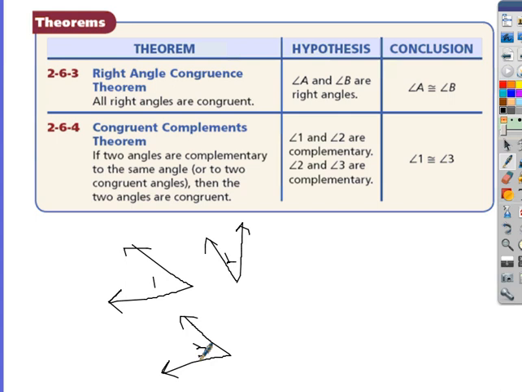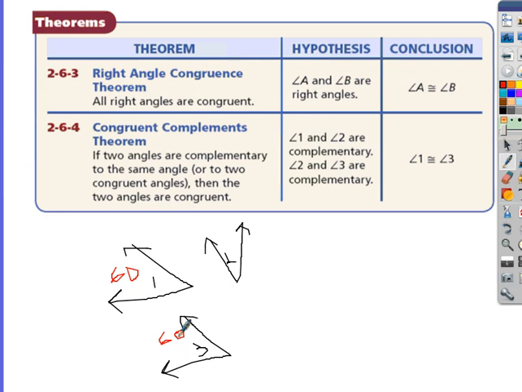Okay, let's put some numbers to it. If angle 1 equals 60 degrees, using this theorem, we really don't have to worry about angle 2. All we need to know is that angle 1 and angle 2 are complementary, which I'm telling you they are, and angle 2 and angle 3 are complementary, so angles 1 and 3 are going to have the same measurement. So using this theorem, I would just say the measure of angle 3 is 60 degrees.